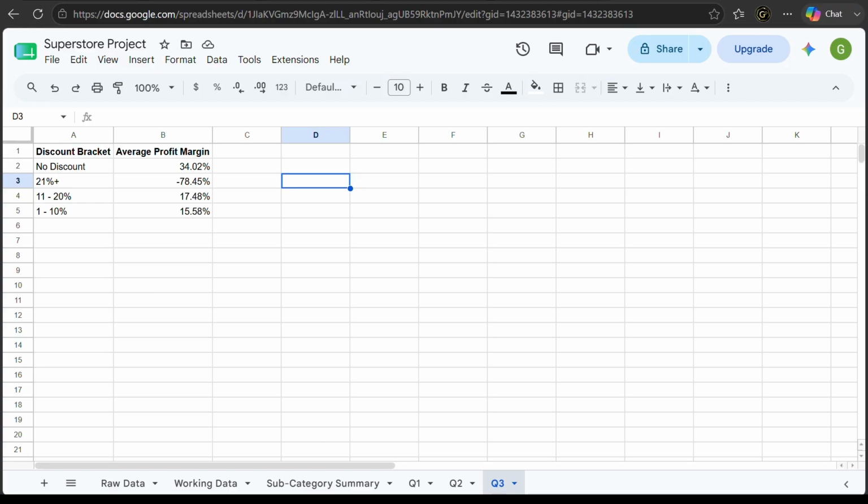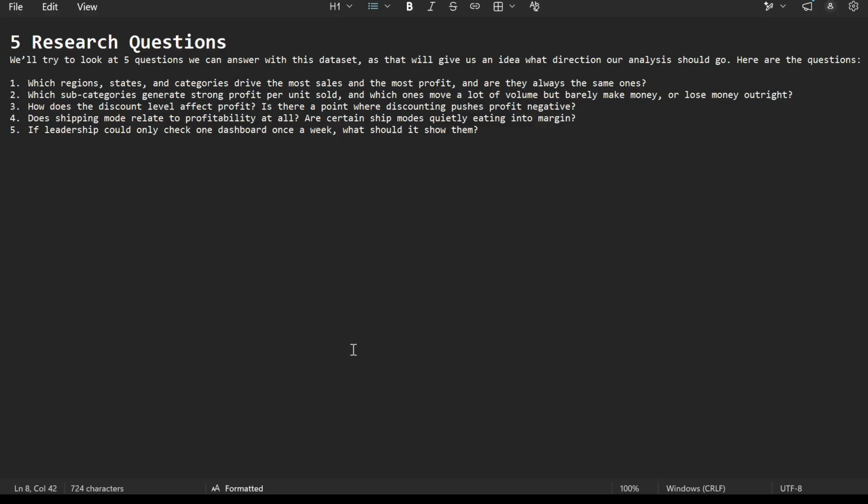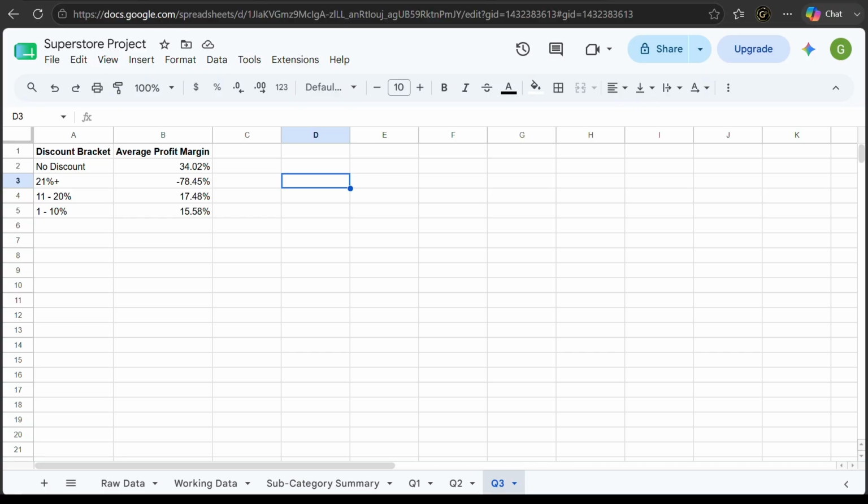So we can see now, let's check if we successfully answered that question. Oh no, sorry, question 3 rather. How does discount level affect profit? Is there a point where, yes, the higher discount levels will of course reduce the profit that you are likely to have? So let's go to question 4 now.